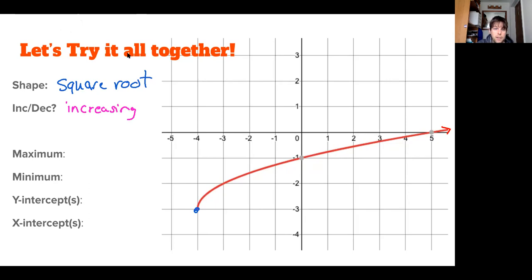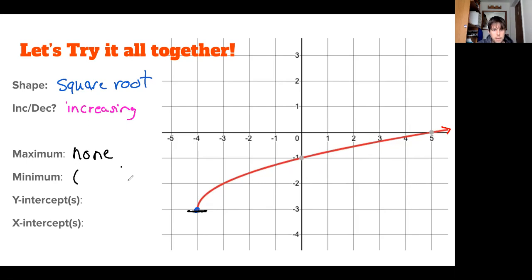Is there a maximum? Is there a highest point to this graph? Doesn't look like it, right? As we follow it to the right, it's generally creeping upward forever. So it is always going to be going up. So there will be no maximum, no highest point. But there is a minimum. There's this point right here. This is the lowest that it goes.